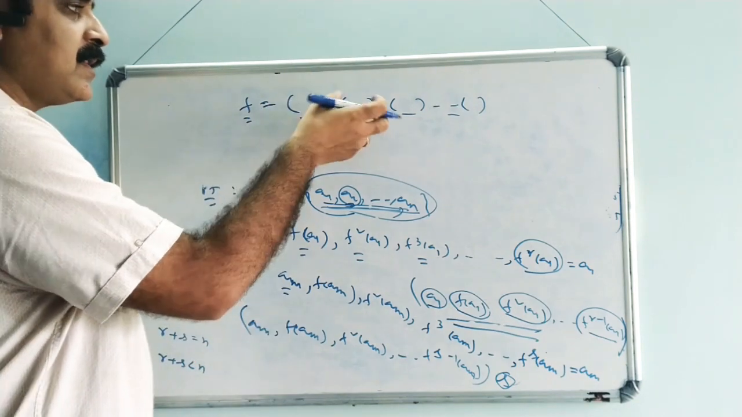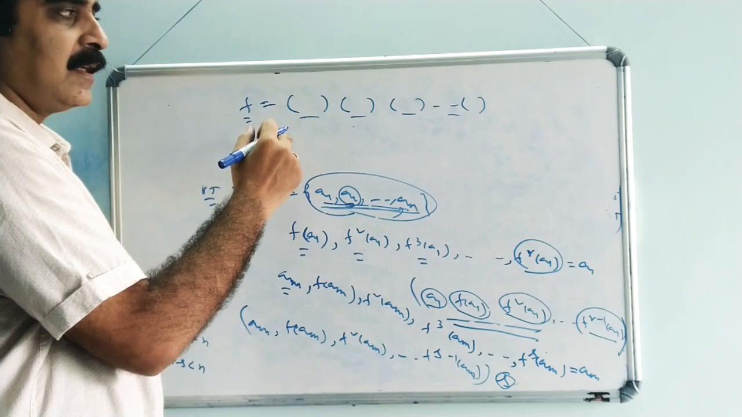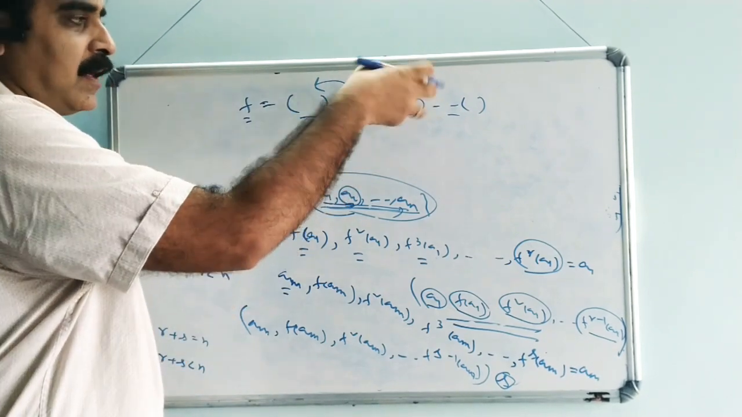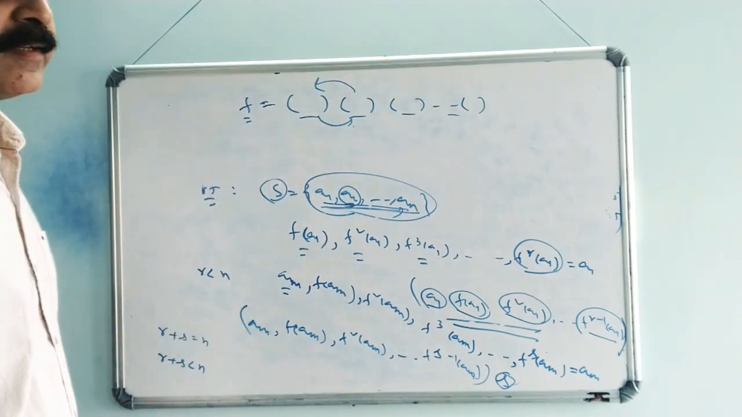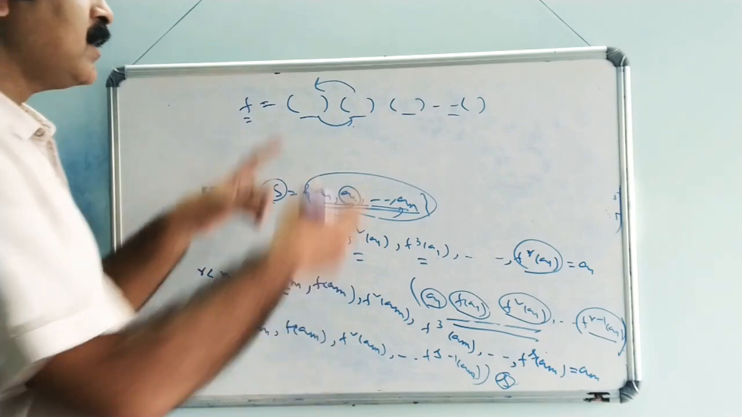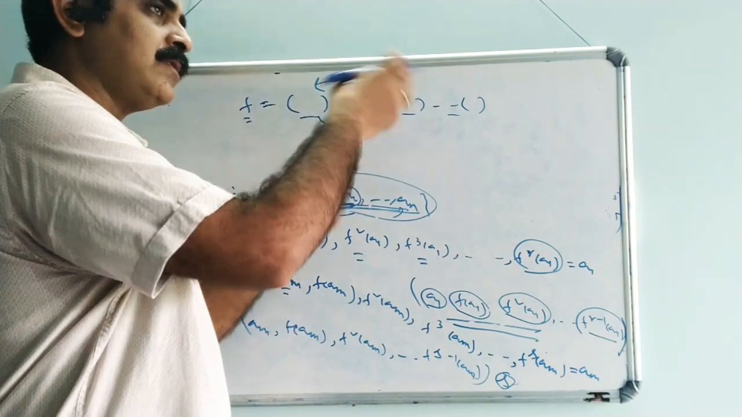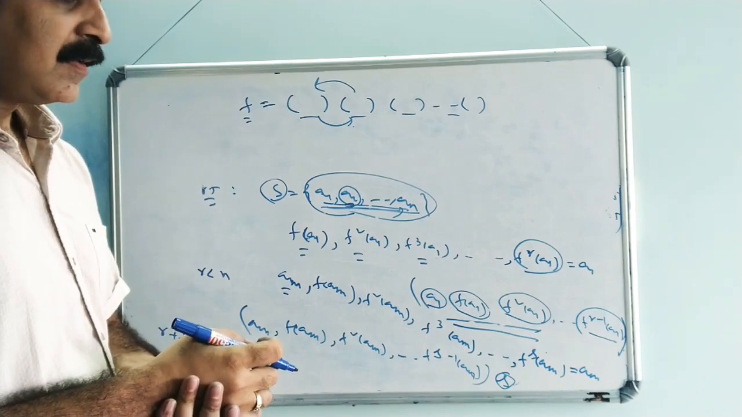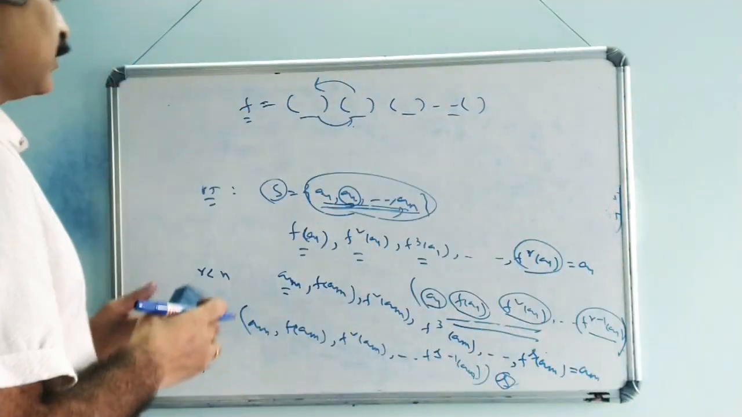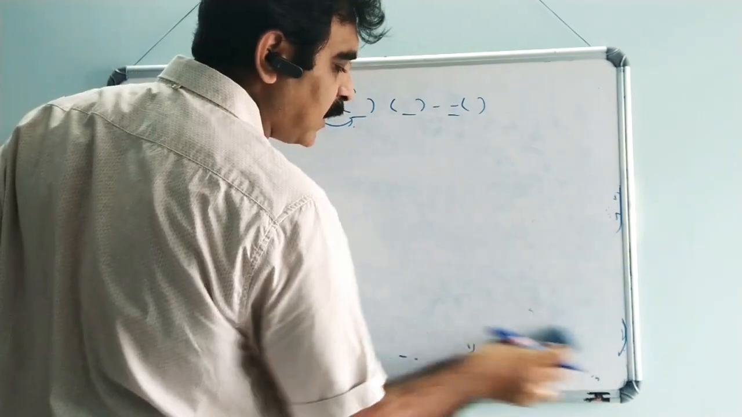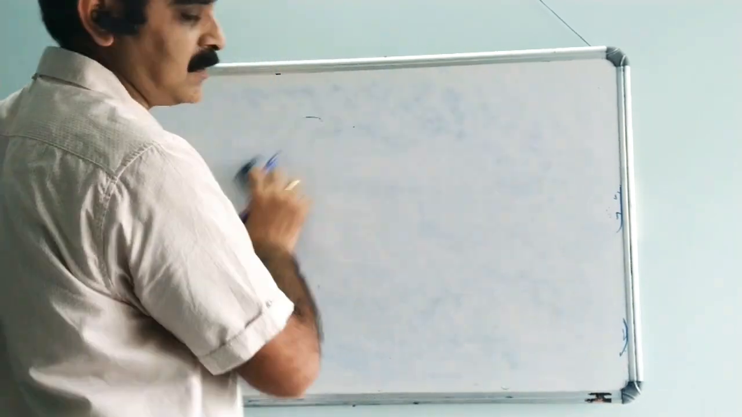And the arrangement of these cycles is not unique. You can take any type of arrangement, because disjoint cycles are commutative. Since they are commutative, you can change the position of the cycles. So we got here that any permutation is either a cycle or it can be expressed as a product of disjoint cycles.